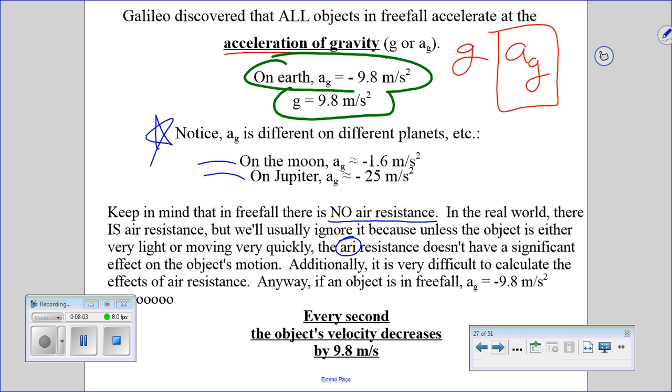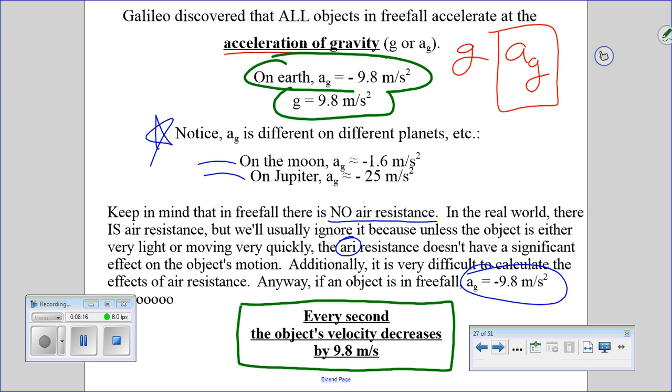Okay, so what all of this means. Anytime an object is in free fall, anytime you drop or throw an object, it will accelerate at negative 9.8 meters a second squared, which means every second the object's velocity will decrease by 9.8 meters per second. So let's see what that means.